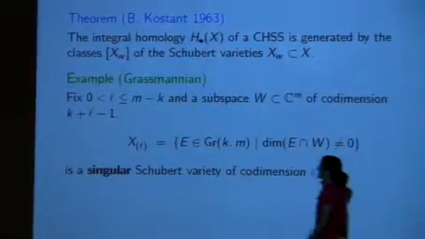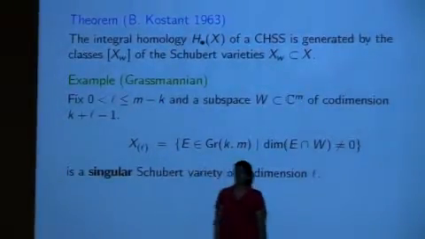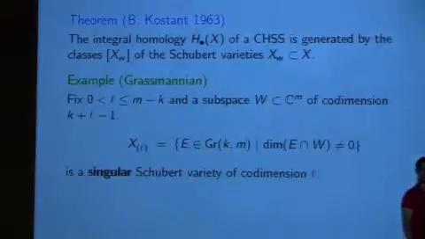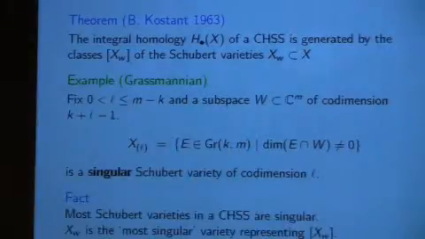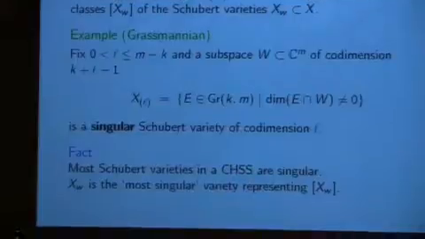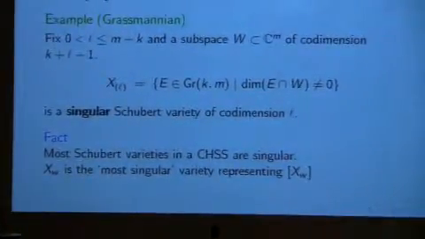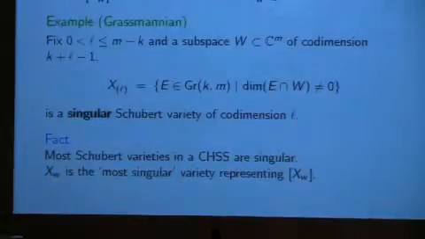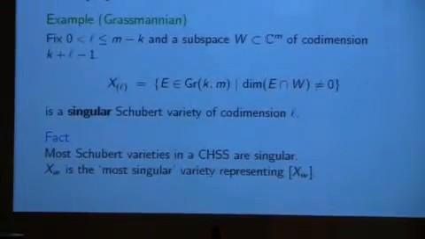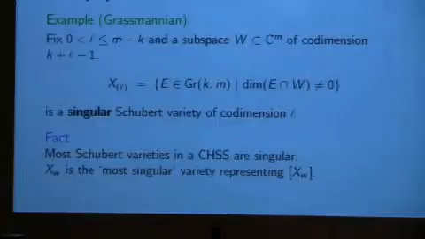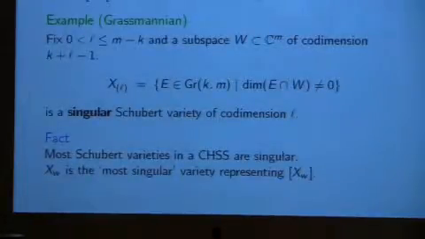And what I wanted to emphasize here is that it's an example of a singular variety. It's not a smooth subvariety of the Hermitian symmetric space. And in fact, most Schubert varieties are singular, and you can argue that they are in fact the most singular complex varieties representing that homology class. It's a non-trivial statement, though, I think, using some of the known facts about the Schubert varieties and a deep result of Hironaka.